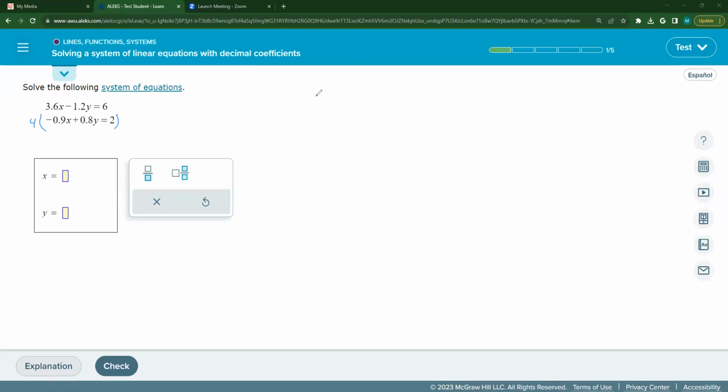So I have 3.6x minus 1.2y equals 6. And then the bottom one is going to be 4 times negative 0.9x is going to be negative 3.6x. Multiplying with decimals, remember it's the same as the whole, just multiplying 4 times 9 and just knowing I have to have one decimal with that.